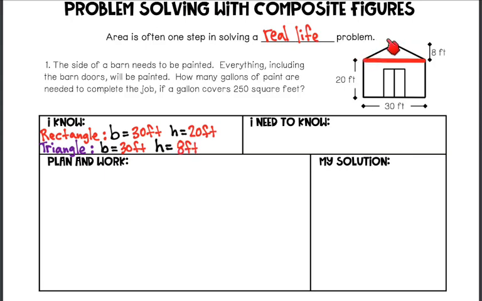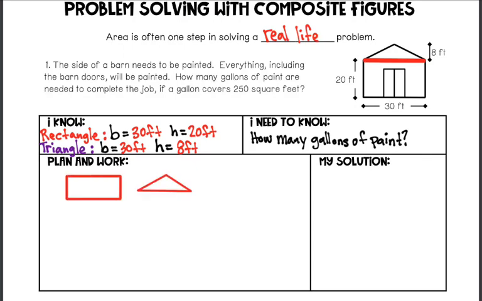So if I look at this piece of information, I need to find the area of this rectangle, which is going to be base times height, and I need to find the area of this triangle, which is base times height divided by 2. So it says there, what do I need to know? And that's usually the question that's asked. How many gallons of paint are needed to complete the job? So in this case, I want to know how many gallons of paint I need. To find that out, I start by going through my problem and I write out the pieces. So I'm going to break it apart.